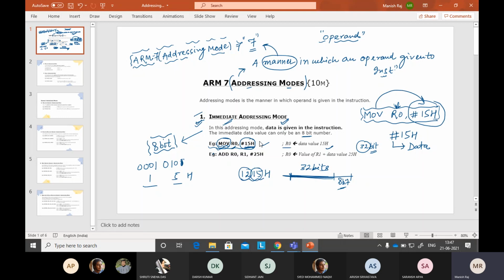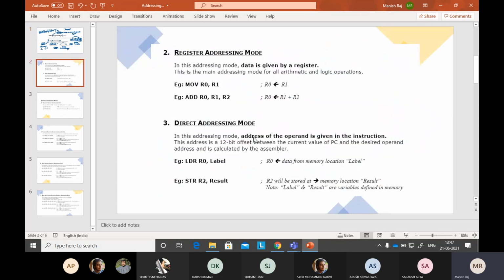That's why I am using 8 bit data again. So 8 bit data only. Remember this part: if you use 16 bit or 32 bit data here, you can't handle that in immediate addressing mode. 8 bit data you can use in immediate addressing mode. So this is clear, I think.